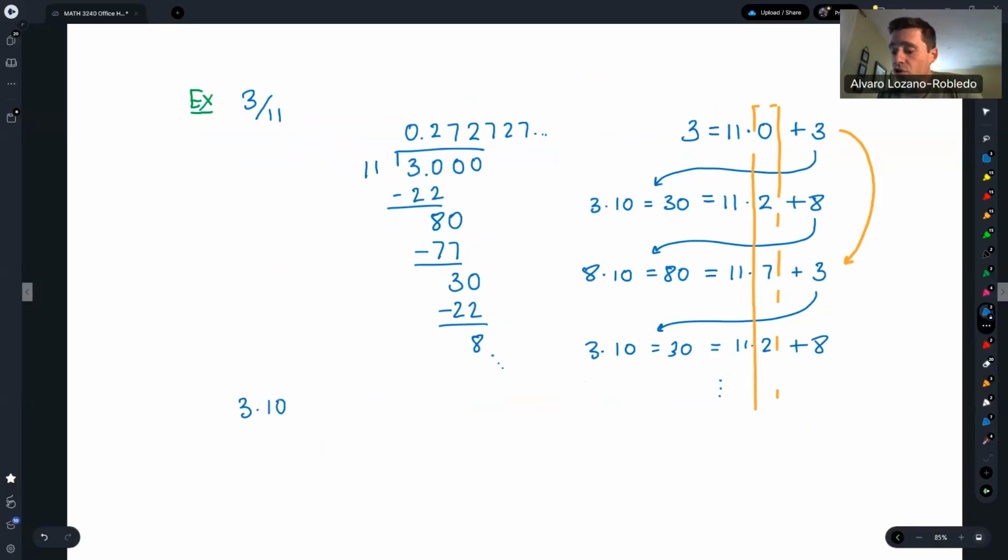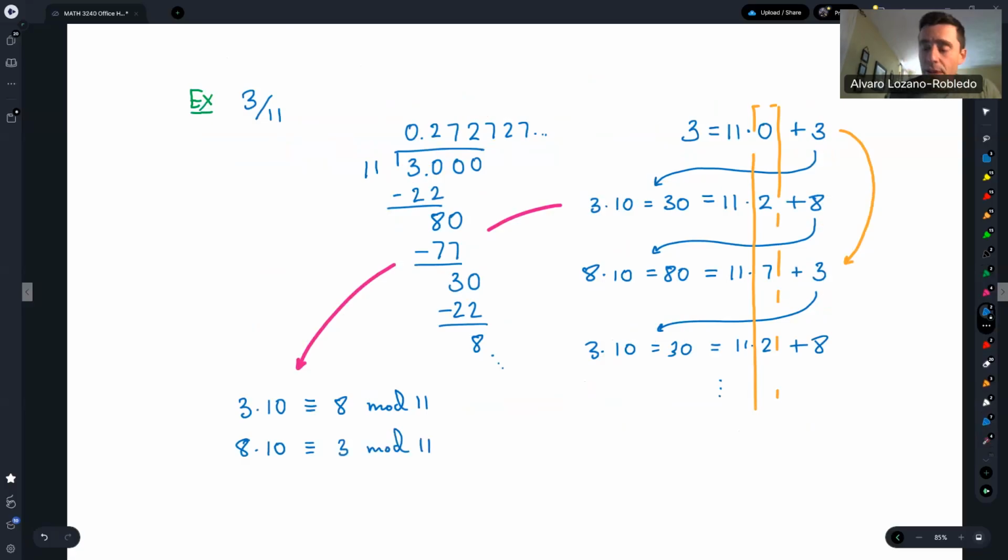And if I just look at congruence, I am only caring about this number here. I can use congruences modulo 11 and figure out what that number is. So what the first equation here says is that 3 times 10 is, modulo 11, 8. Then I took that 8, multiplied it by 10, and figured out that that is 3 modulo 11. But notice that 8 was 3 times 10.